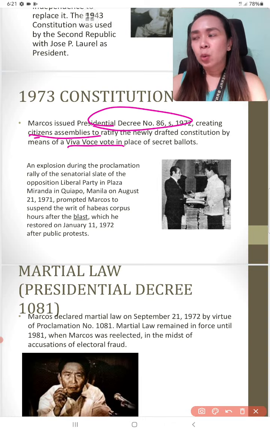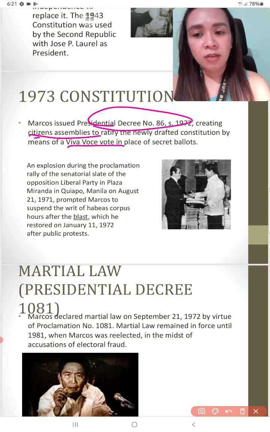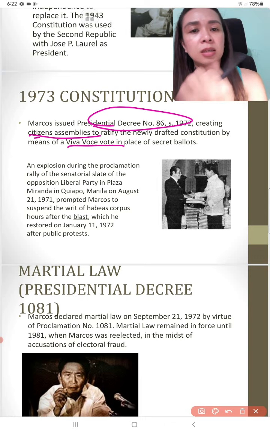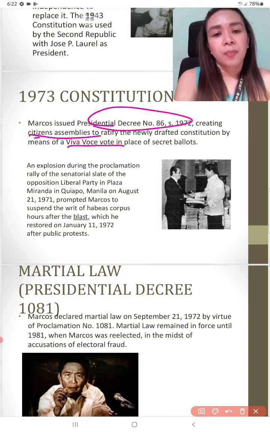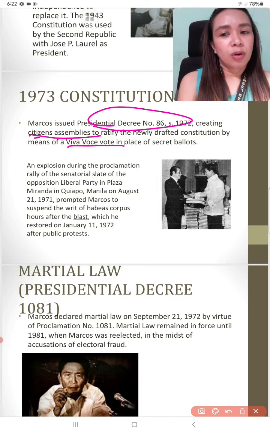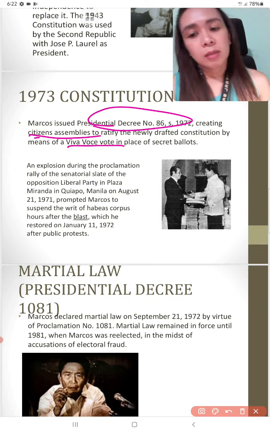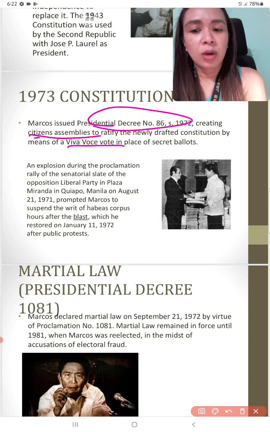This was at the height of the Plaza Miranda incident, when a bomb exploded in Plaza Miranda in 1971. That became the beginning of Marcos's decision to declare martial law, because for him there was a threat to the government, that it might be overthrown. That is why he declared martial law and suspended the writ of habeas corpus, which was restored on January 11, 1972 after public protests.